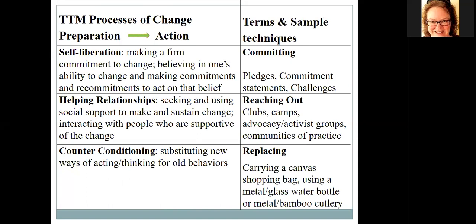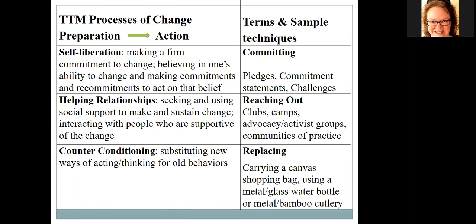And you can see here some examples of the types of techniques that can be helpful. Maybe it's becoming active with an advocacy group or an activist group. Maybe it's joining a community of practice or creating a community of practice with other people who care about making the same type of change. Maybe it's joining a club that is a supportive structure for engaging in that new behavior. Or maybe it's actually a camp that supports learning about how to engage in that behavior.